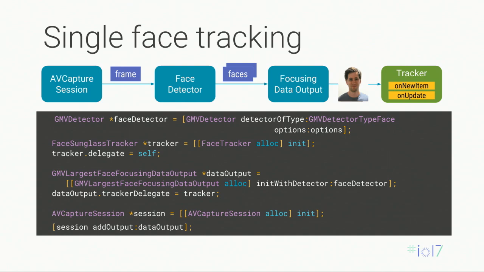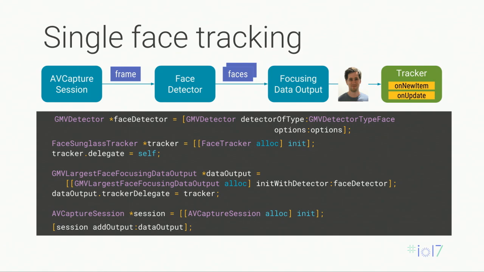Again, for the iOS API, we support the same video analysis as the Android API. The pipeline is the same except the names of the classes changed. For example, it's a camera source that is responsible for providing frames on Android, but on iOS, it's AV capture session. The face detector is responsible for detecting faces, while the focusing data output is basically a focusing processor. And the tracker is the same, where you want to put your business logic.